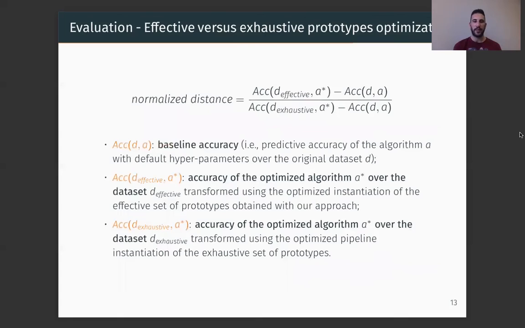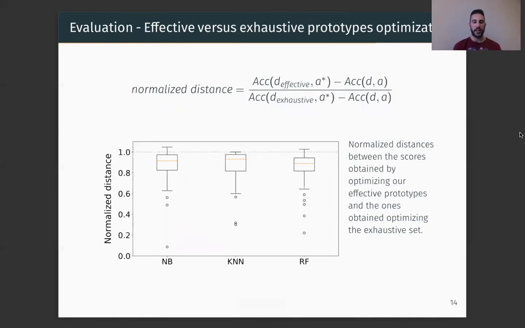And we assume that the exhaustive approach could achieve better performance. Indeed, we calculated the normalized distance as the ratio between the performance achieved by our approach and the performance achieved by the exhaustive approach, but taking into account also the performance of the baseline, therefore where no optimization was applied. We plot the results with these three box plots, one per algorithm, and we observed that we were able to achieve results that were as good as 90% median compared to the exhaustive approach, but in much less time.